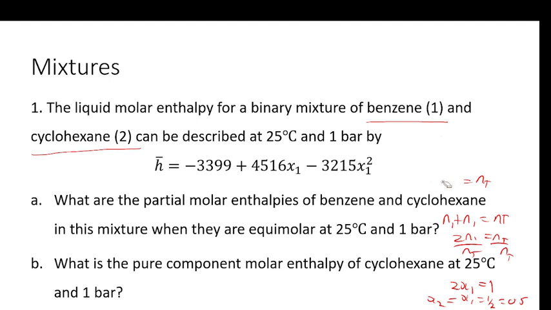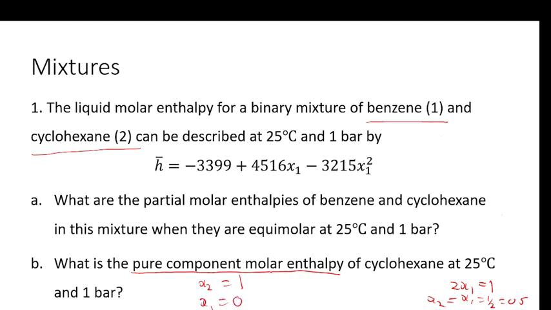So we'll first find the partial molar enthalpies for both of them in the equimolar case. Then part B says we should find the pure component molar enthalpy of cyclohexane at 25 degrees Celsius and 1 bar. For the pure component molar enthalpy, x2, the mole fraction of cyclohexane, will be 1, and x1 for benzene will be 0. Because we're looking at purely cyclohexane, there should be no benzene. That's why the mole fraction of benzene is 0 and that of cyclohexane is 1.